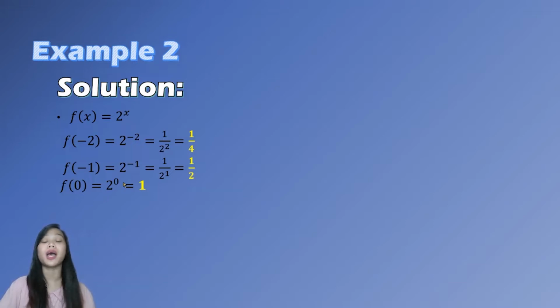Any value that has an exponent of 0 is equal to 1. f of 1 is equal to 2 raised to 1, which is positive 2. And let's have f of positive 2. We have 2 squared, or 2 raised to 2, which is equal to positive 4. So these are part of the range for our exponential function f of x.